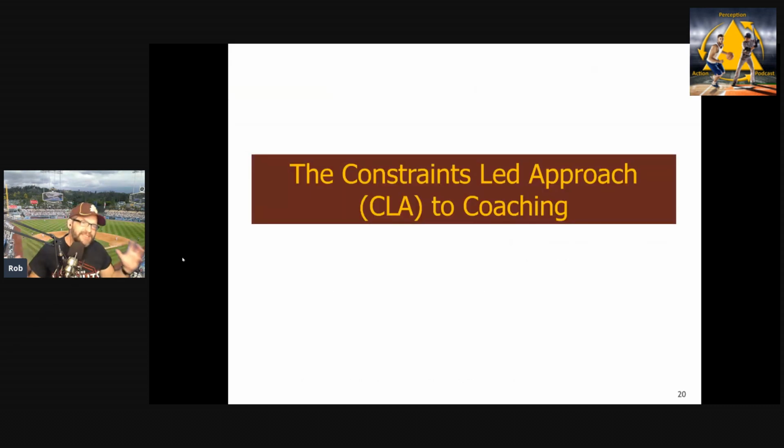Okay, so that's the basic idea of constraints. The most important point to take away is that constraints limit the coordination solution you can come up with. They constrain it. They limit the solution space you can go into when you're trying to solve a movement problem. Okay, so that's the most important idea from that.